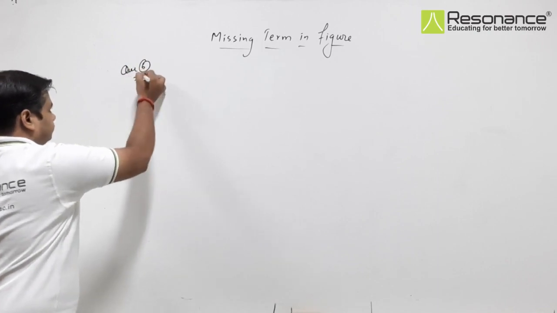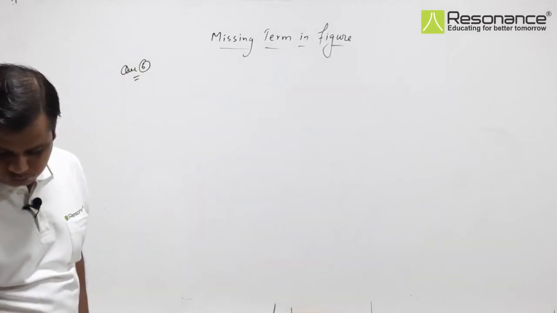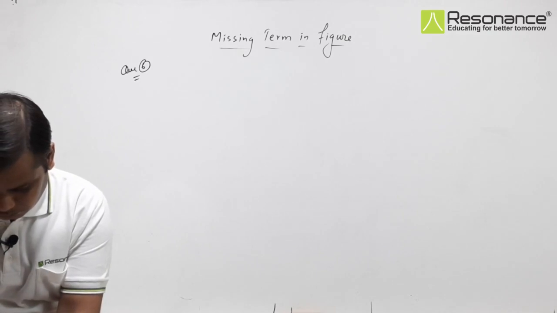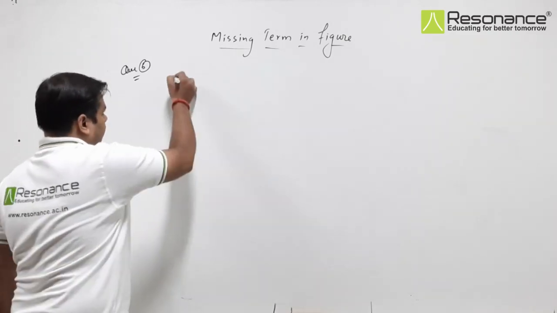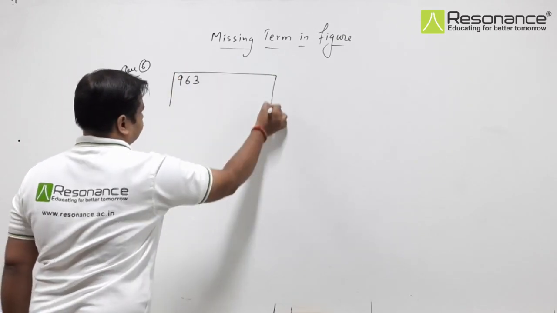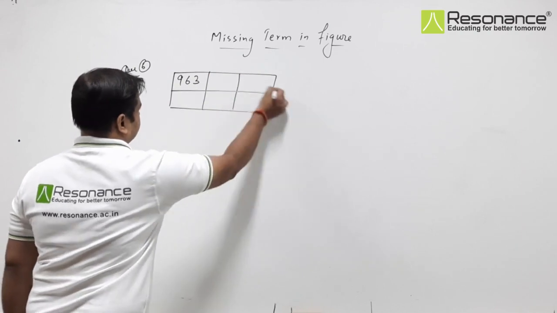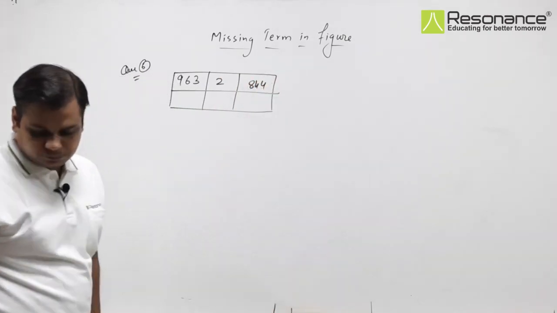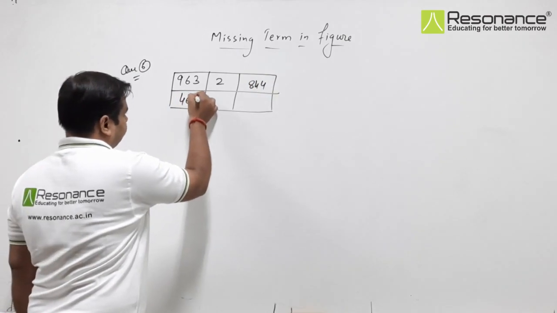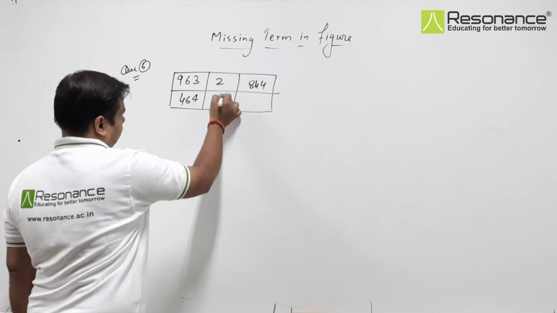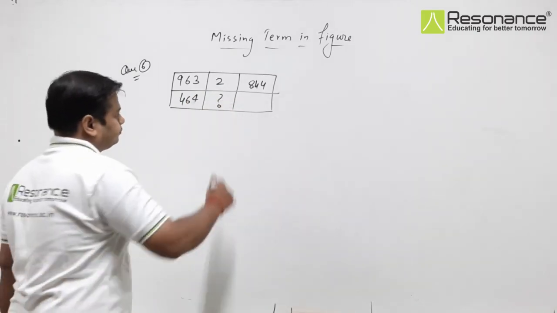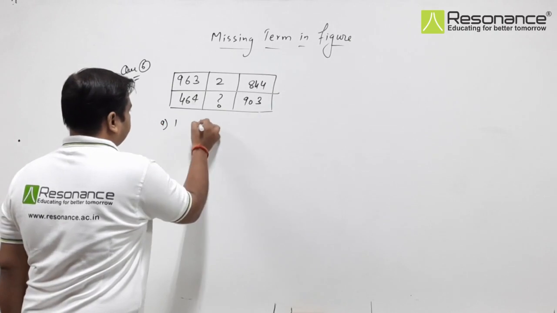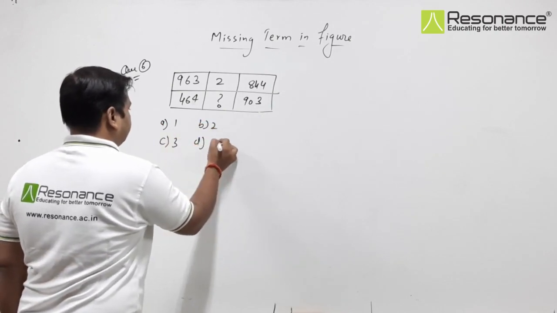Next question. 963 to 844, 464, question mark, 903. The options are 1, 2, 3, 4.